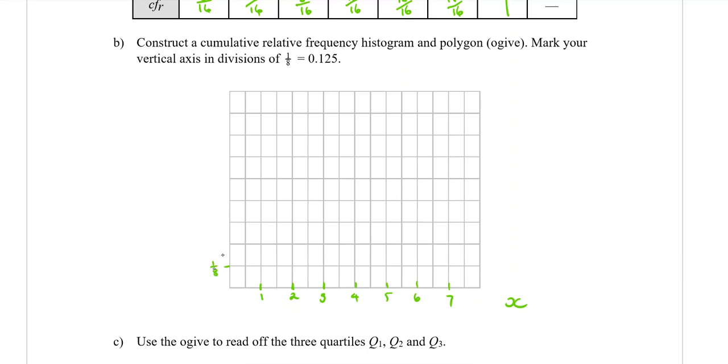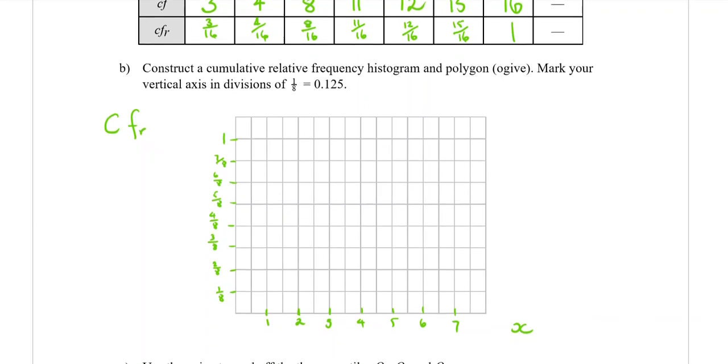So there'll be 1/8, 2/8, 3/8, 4/8, which is a half, 5/8, 6/8, 7/8, and 8/8, which is 1. This is the cumulative relative frequency that we're going to be sketching here. So that means these ones across the bottom.